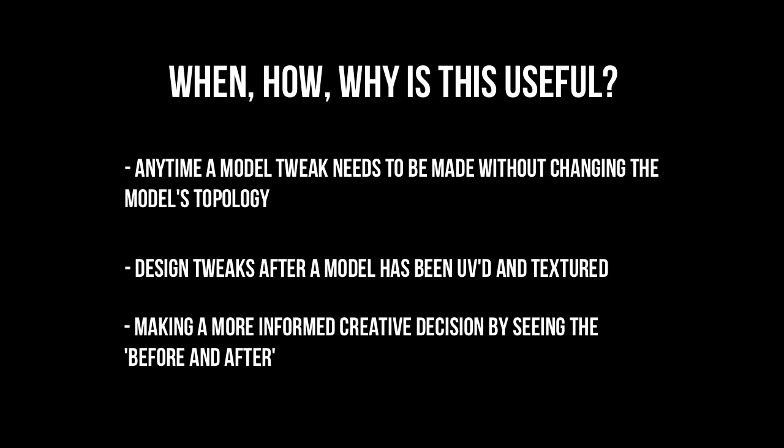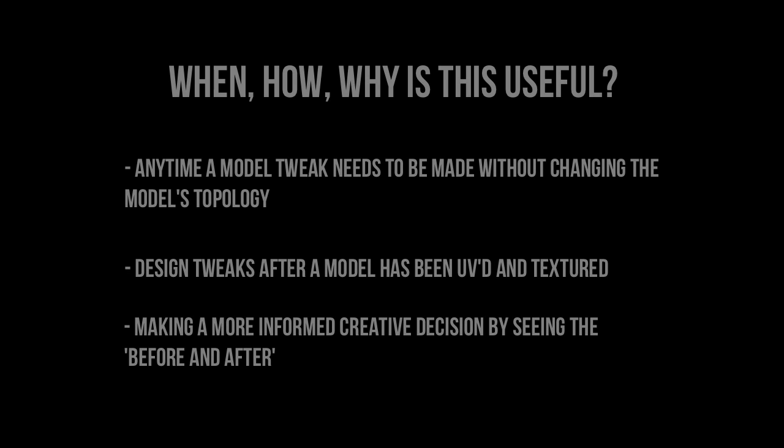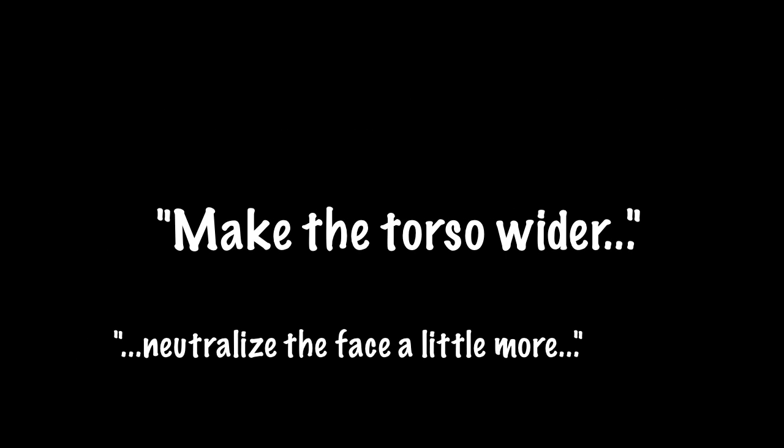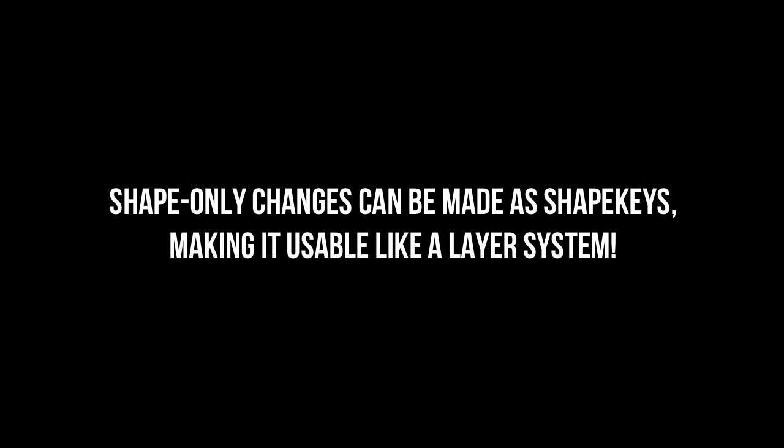So these kinds of tweaks rarely required topological changes, but were things like lengthen the arms by 25%, make the torso wider, or neutralize the face a little bit more. These kinds of tweaks are shape-only changes, which can be added and layered as shape keys in Blender. A huge benefit here is the power of before and after.